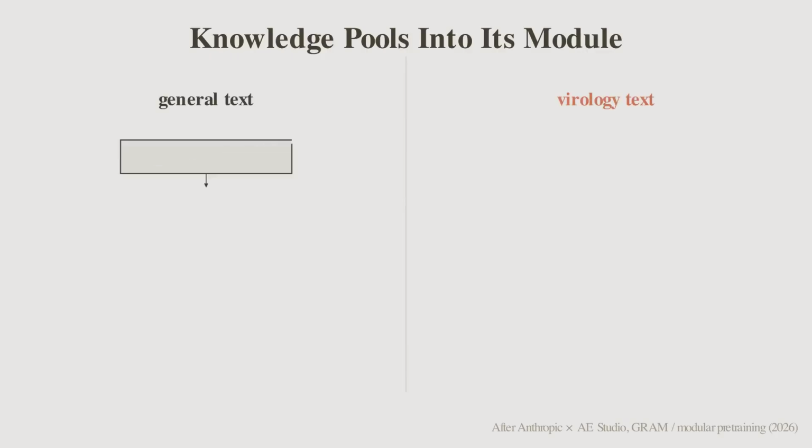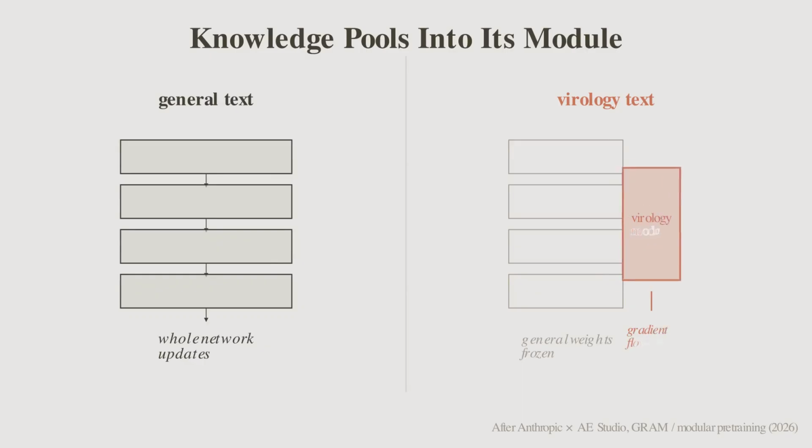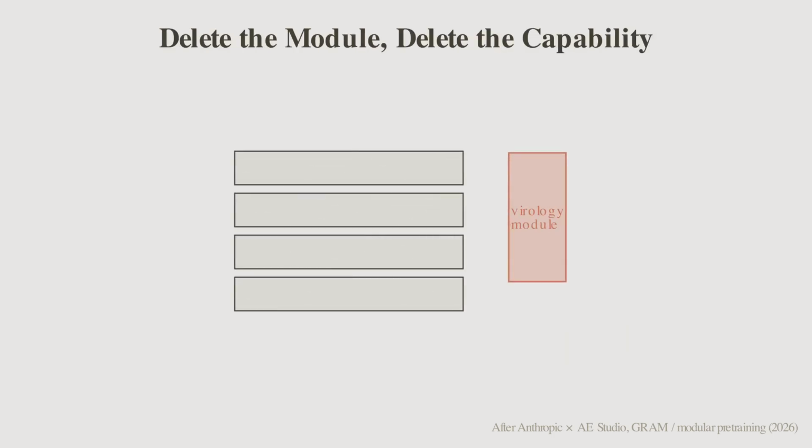Training has two kinds of passes. On general text, gradient flows through the whole network, everyone learns. On virology text, gradient routing kicks in. The general weights are frozen, only the virology module updates. Dangerous knowledge accumulates in its module and nowhere else. After training, delete the module. The capability disappears with it.